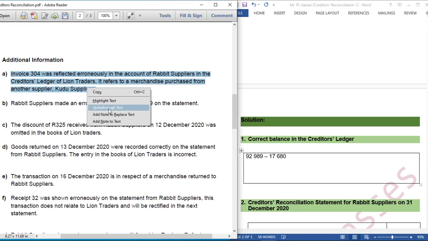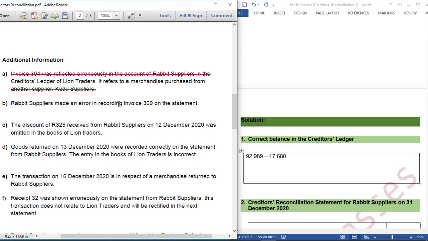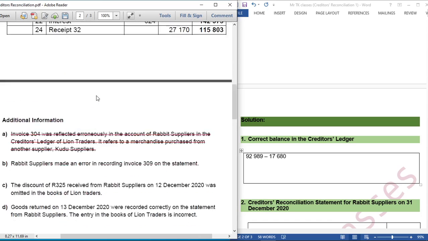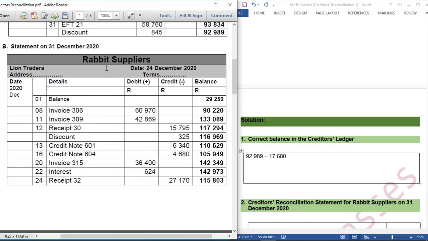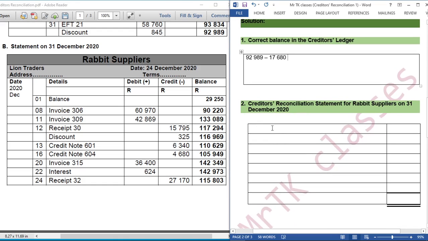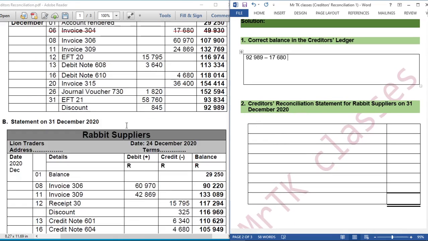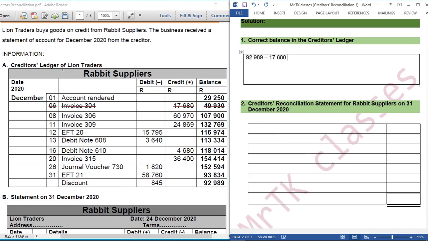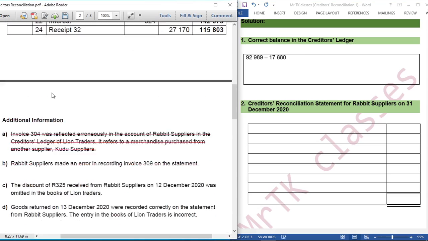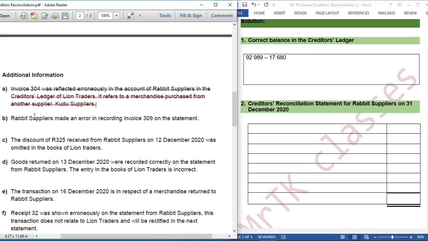Rabbit suppliers made an error in recording invoice 309 on the statement. So this is an error on the statement. All the errors and omissions on the statement, they should be addressed under the creditors reconciliation. All the errors and omissions in the creditors ledger, they should be addressed here where we are adjusting the creditors ledger balance. So this transaction, which is B, will be addressed when we are doing number 2.